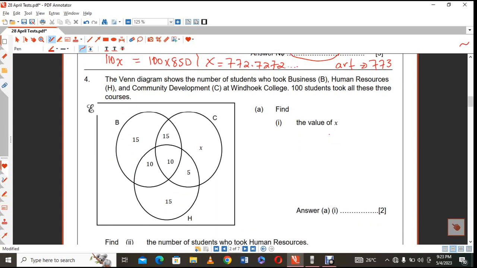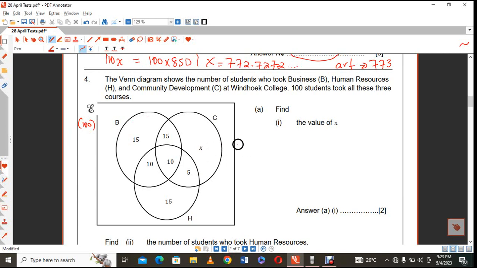Question 4, I have another question here on Venn diagram. It shows the number of students who took business, represented by the letter B, human resources, represented by the letter H, and community development, represented by C at a college in Windhoek. 100 students took all these 3 courses, so the universal set is equal to 100. Okay, right, so they want you to find the value of C.